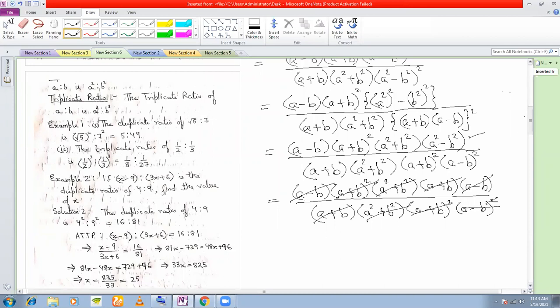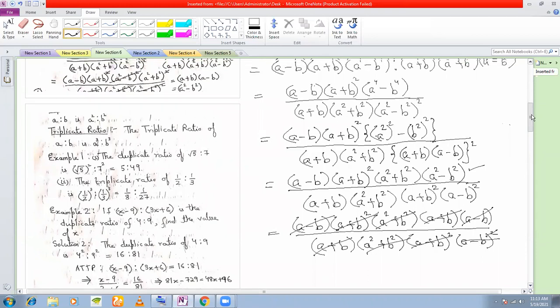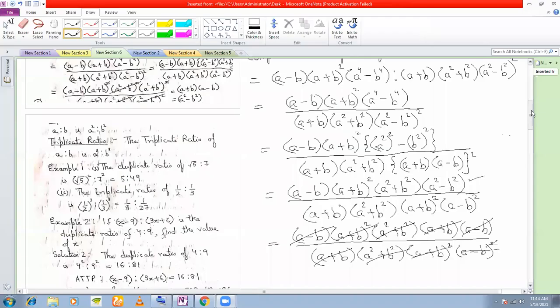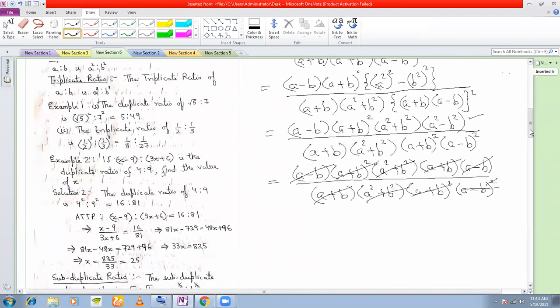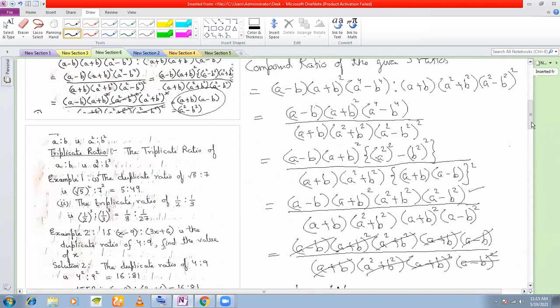Okay, so you have, just correct this. Here there might be some mistake in cancellation. It will actually come to 1. So the ratio is 1:1. This is how you find out the compound ratio.